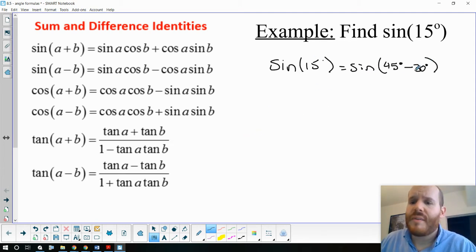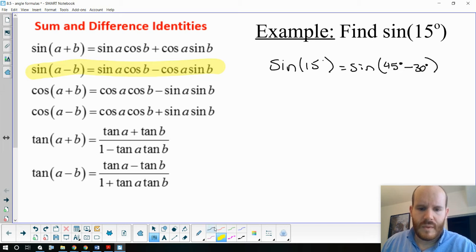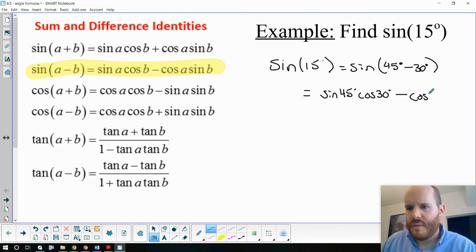So if I can rewrite 15 as this difference, I could then use the difference identity for sine to rewrite this expression as the sine of the first angle, 45 degrees, times the cosine of the second angle, 30 degrees, minus, notice the signs agree. If I'm taking a difference, it's a difference for the sine function. Cosine of the first angle, which is 45 degrees, times sine of the second angle, which is 30 degrees.